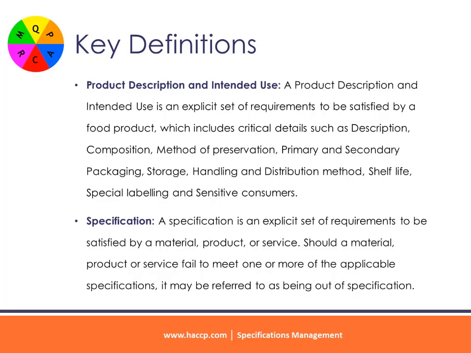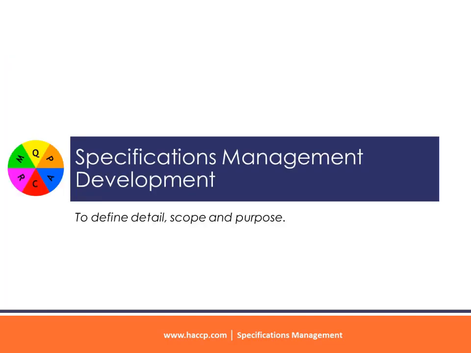Specification. A specification is an explicit set of requirements to be satisfied by a material, product, or service. Should a material, product or service fail to meet one or more of the applicable specifications, it may be referred to as being out of specification.